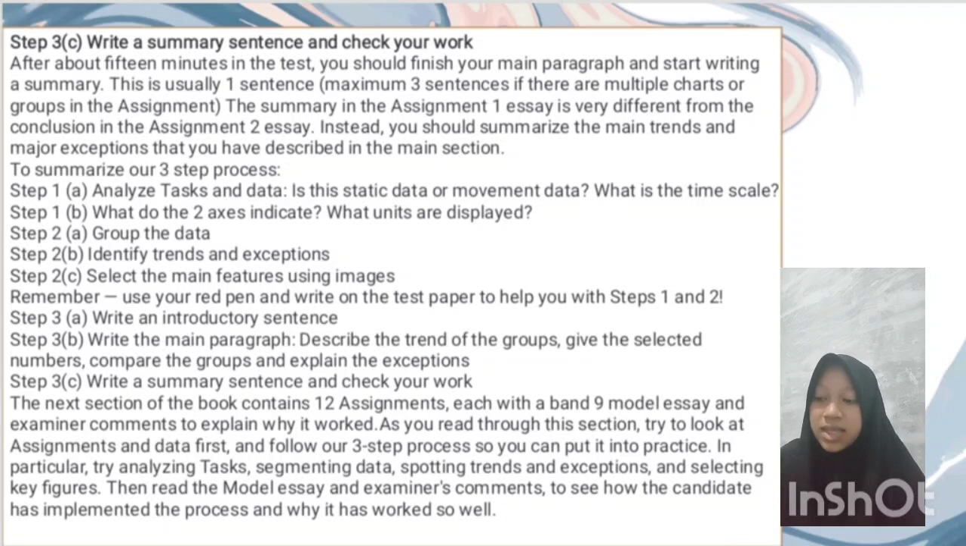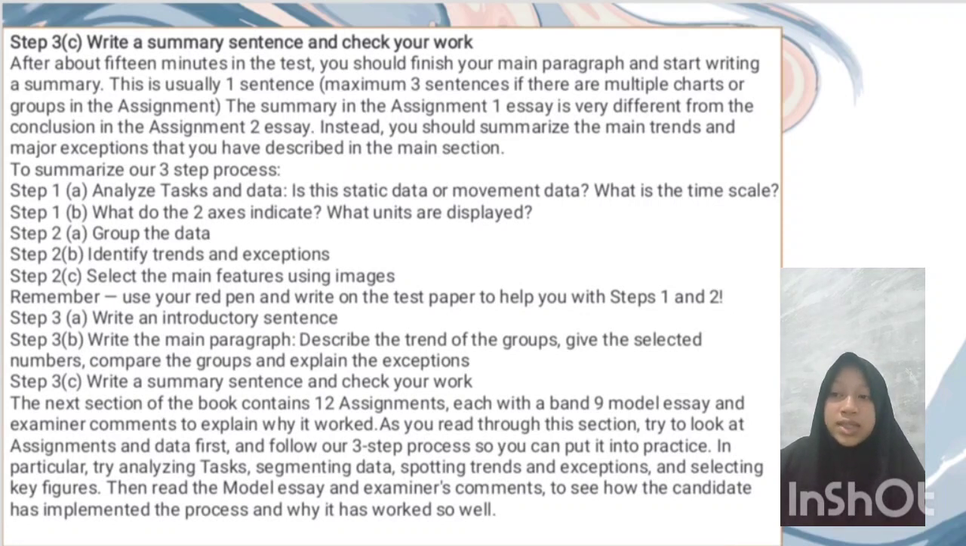Step 3c. Write a summary sentence and check your work. After about 15 minutes in the test, you should finish your main paragraph and start writing a summary. This is usually one sentence, maximum 3 sentences. If there are multiple charts or groups in a task, the summary in a Task 1 essay is very different from the conclusion in a Task 2 essay. Instead, you should summarize the main trends and major exceptions that you have described in the main section.